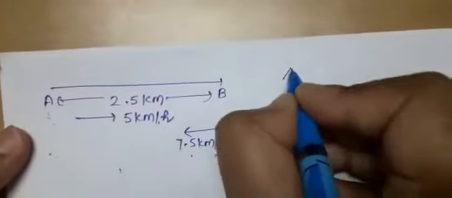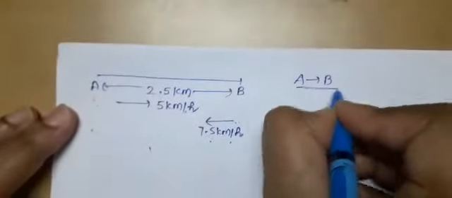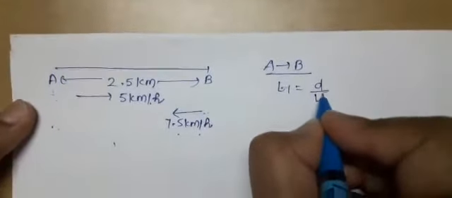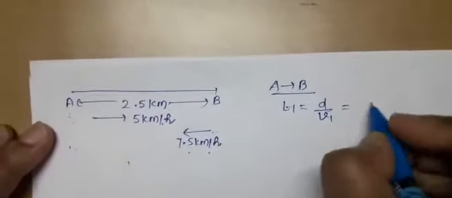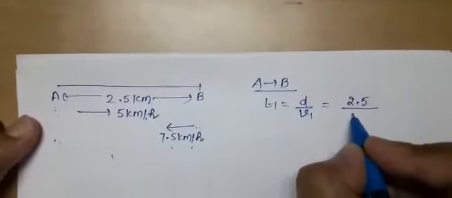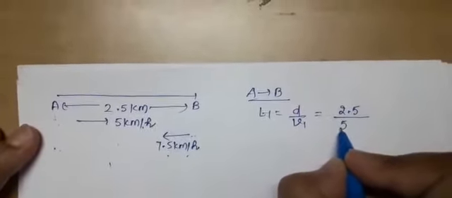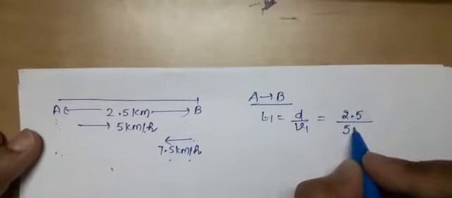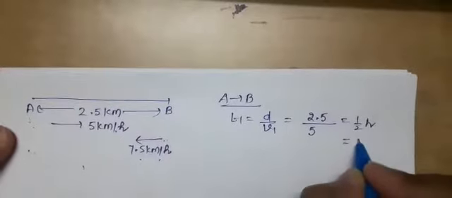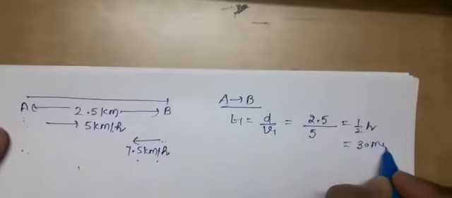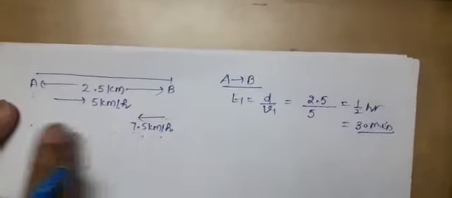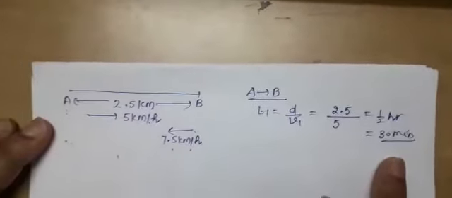So when the person is moving from A to B, that is home to market, time taken will be equal to distance upon velocity, or speed you can take. So distance is 2.5 kilometer and the speed is given to be 5 km per hour. So basically it comes out to be 1/2 hour, and this can be taken as 30 minutes. A to B time taken we have calculated, simply by the formula.